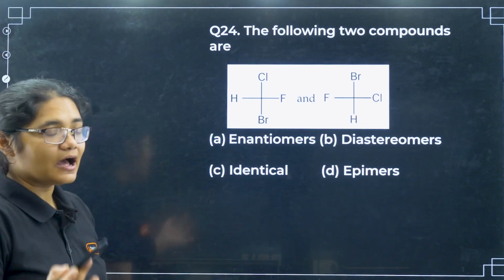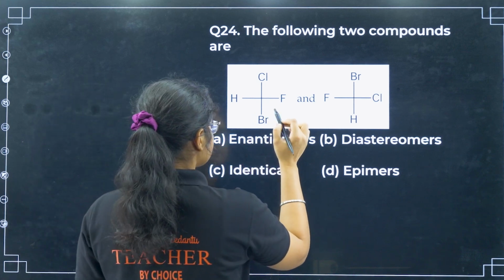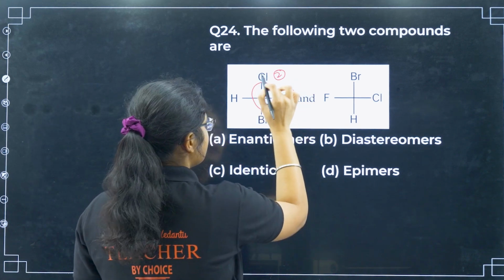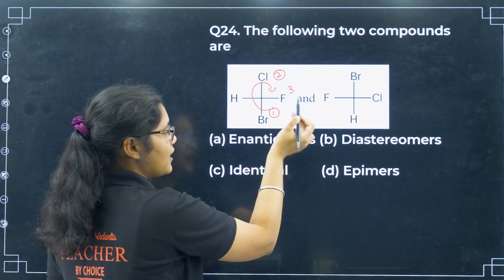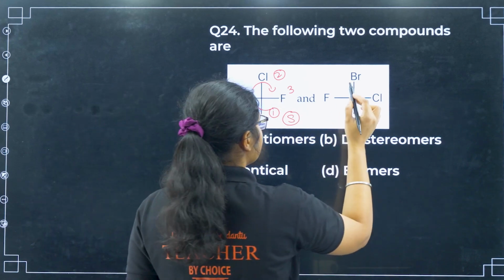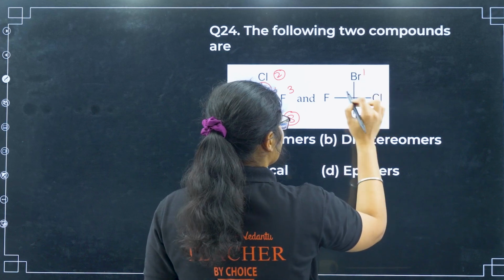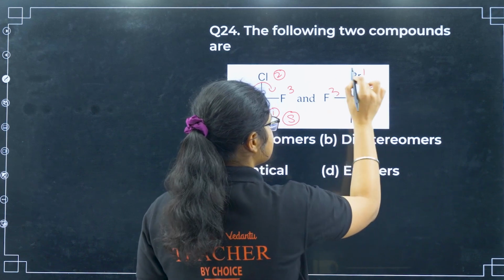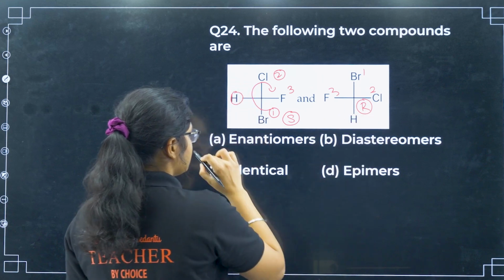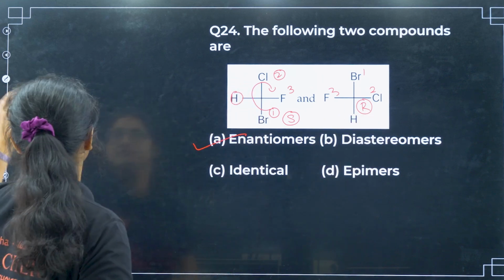Next, the following compounds are given. Let us take R and S configuration. This is 1, this is 2 and this is 3. If I move like this, it is clockwise, R, but H is not in the vertical position, so this will be the S isomer. Here 1, 2 and then 3, this is the clockwise direction, so this is R. R and S configuration means they are enantiomers.